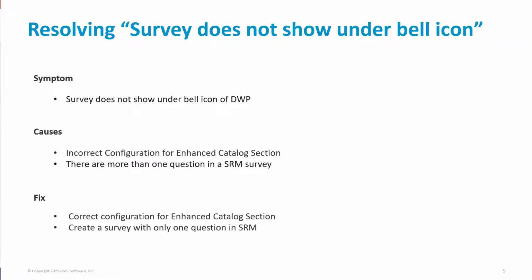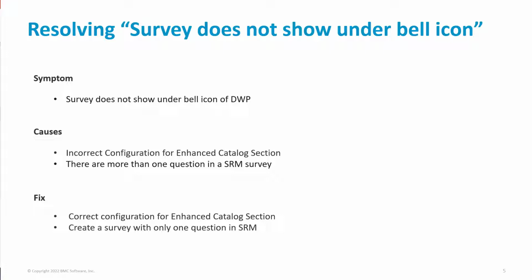Resolving survey does not show under bell icon. Symptom is cannot see survey notification under bell icon of Digital Workplace. Causes are incorrect configuration for the Innovation Suite catalog section on Digital Workplace Administration Console. Fix is set proper configuration for the catalog section. Most of the times user or password don't match versus user form. Next cause, there are more than one question in an SRM survey. Fix is create a survey with only one question in ITSM.